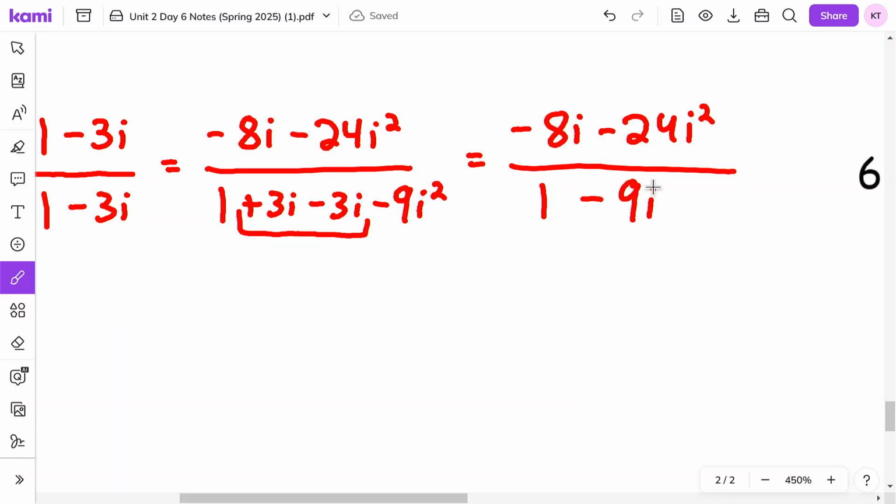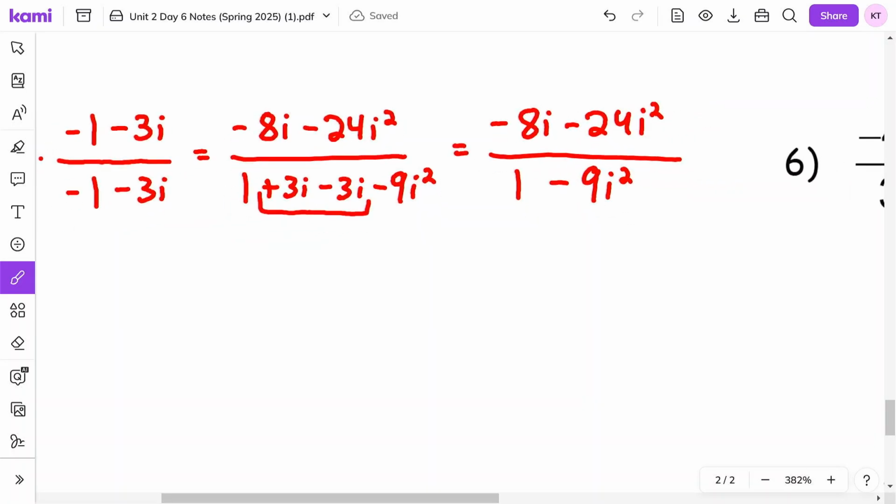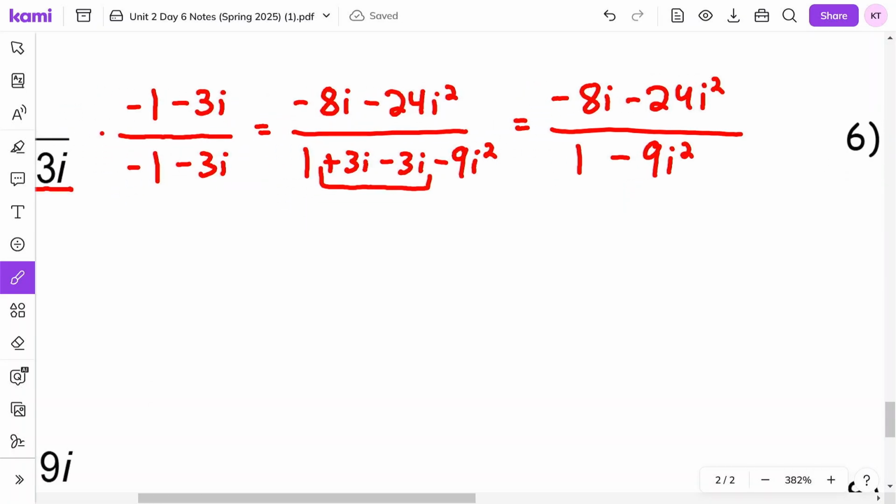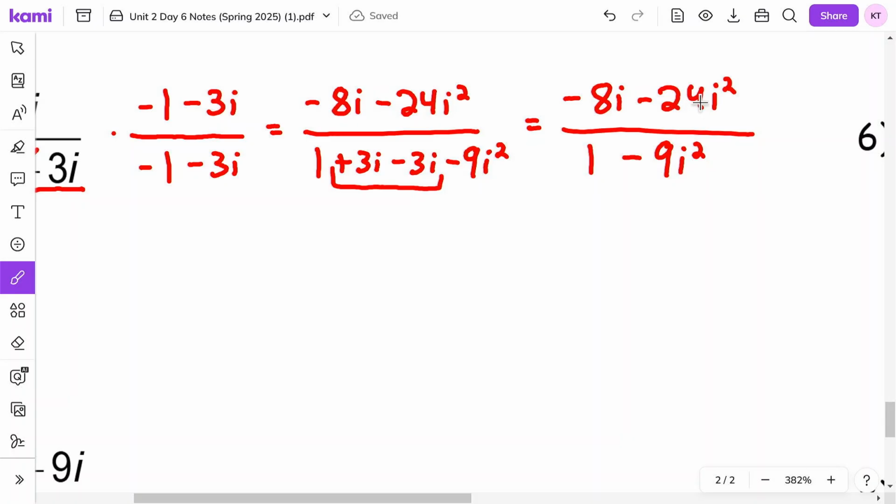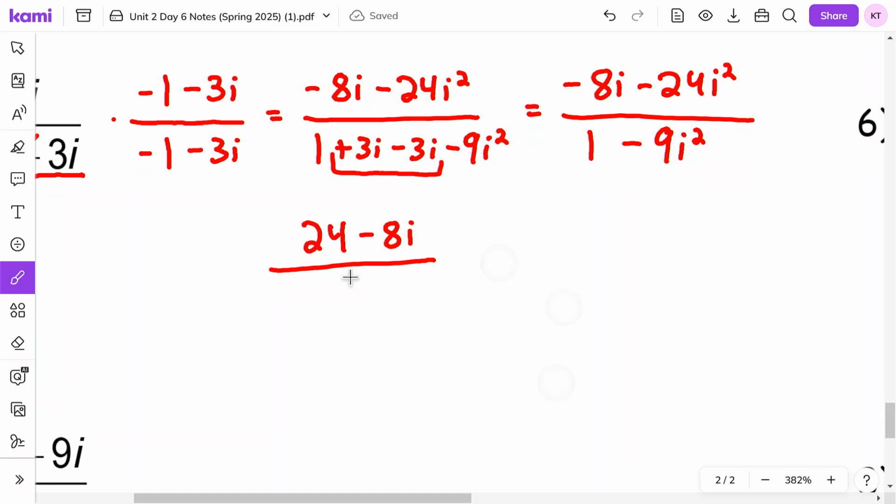minus 9i squared. And then again, just like our previous examples, I can go ahead and simplify this using my i powers. So negative 24i squared, that's going to be negative 24 times a negative 1, which will give me a positive 24 minus 8i divided by, I'll have negative 9 times negative 1, which will give me a positive 9. So positive 9 plus 1 will give me 10.